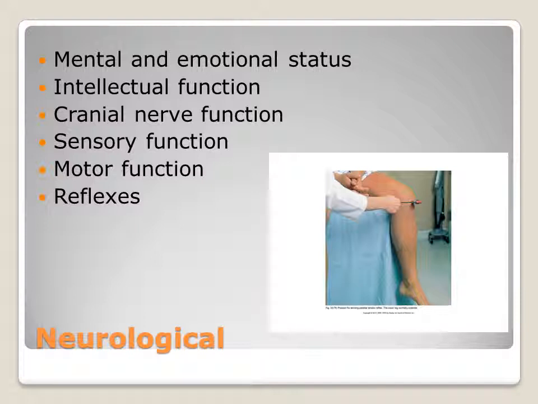0 is no response. 1+ is sluggish or diminished. 2+ is active or expected. 3+ is slightly hyperactive. 4+ is brisk, hyperactive, with an intermittent or transient clonus, which clonus is repetitive contractions and relaxations of the muscles. And then you need to determine if they're symmetrical.